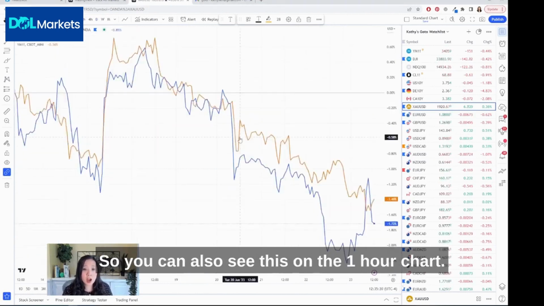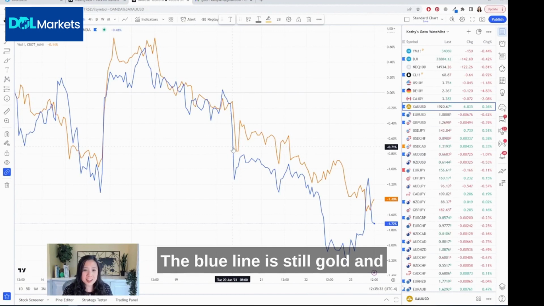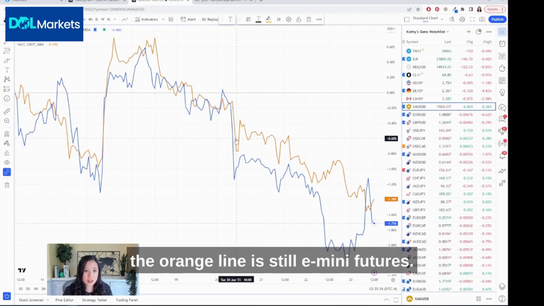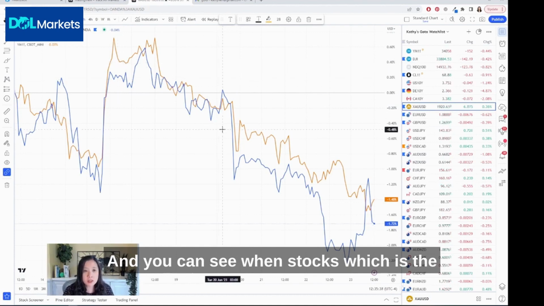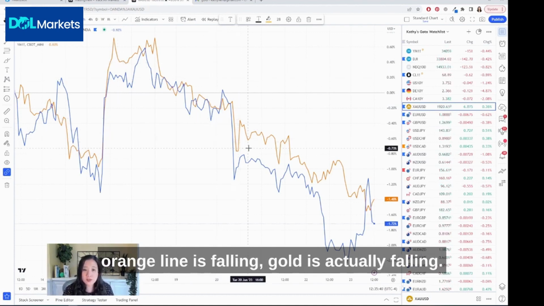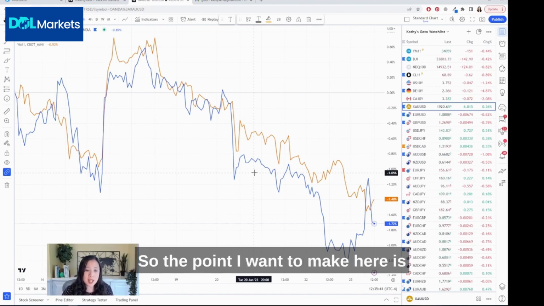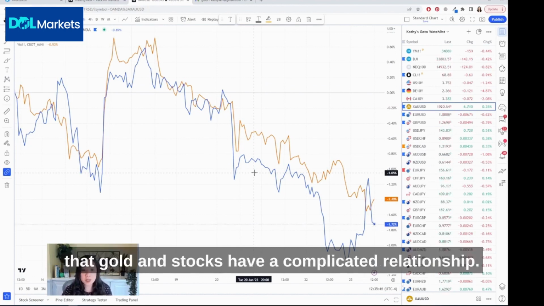So you can also see this on the 1-hour chart. The blue line is still gold, and the orange line is still E-mini futures. And you can see when stocks, which is the orange line, is falling, gold is actually falling. So the point I want to make here is that gold and stocks have a complicated relationship.